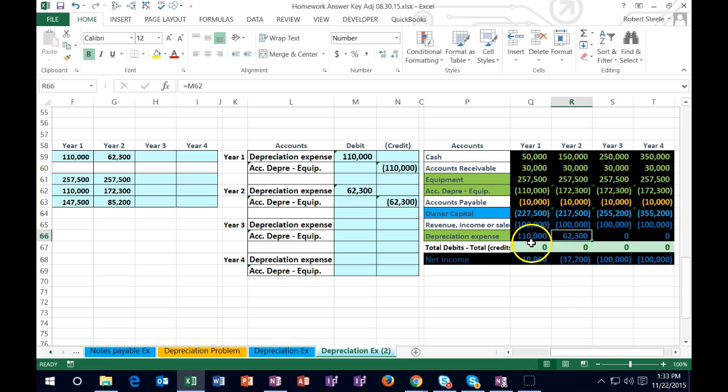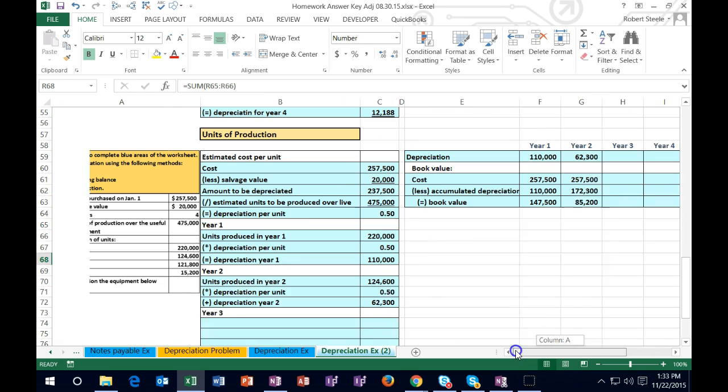We can see that the depreciation went down, which means that net income actually went up. So we had a loss last year, and now we have a gain of 37.7. And once again, that depreciation is being calculated based on the number of units that are being produced.